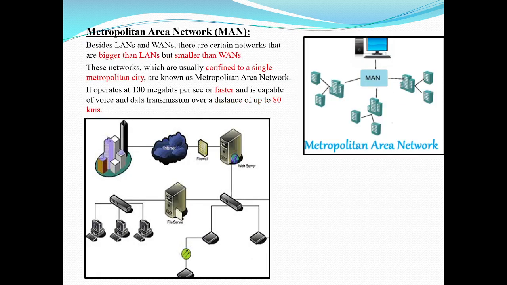Let us move to the metropolitan area network. This one is bigger than a LAN and smaller than a WAN, and the area for this MAN is a single metropolitan city, up to a distance of 80 kilometers. The number of systems that can be used in a metropolitan area network is unlimited, and the data transmission rate is faster, at 100 megabits per second.